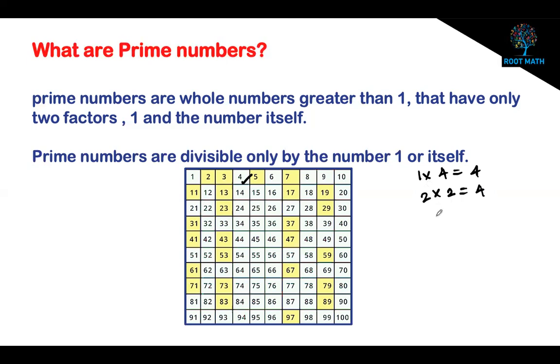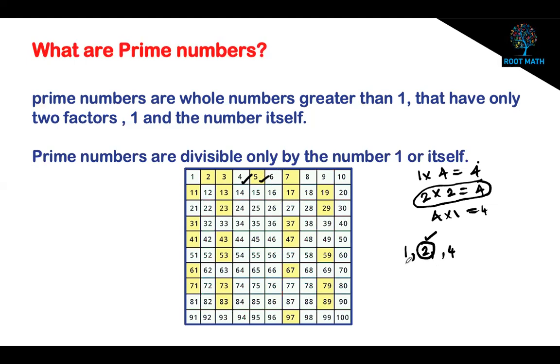Other than the fourth times table, you can see that 4 is coming in the other table, that is in the second table also, 2 times of 2 is 4. When I am listing out the factors of 4, I want to include 1, 2, and 4. So you can see other than the number and 1, 2 is there, which means 4 is not a prime number, it is a composite number.